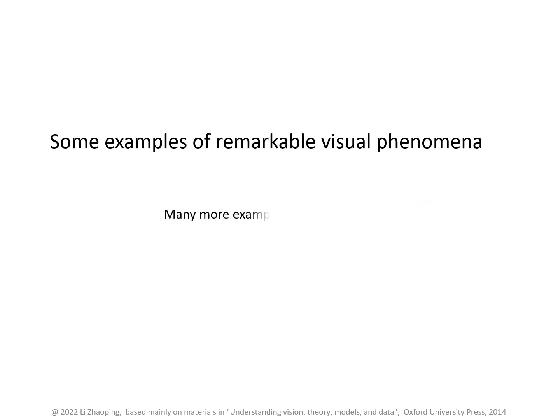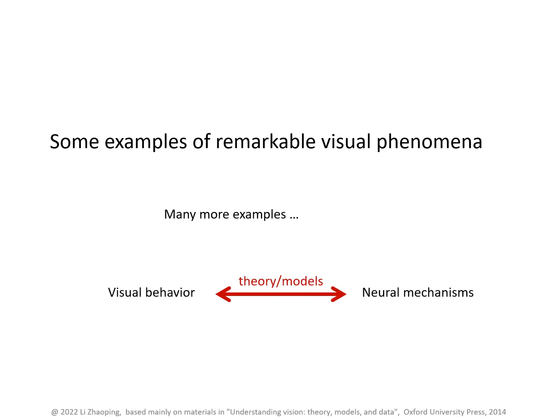There are many other examples available in textbooks and internet, etc. Understanding vision is to link the visual behavior with the underlying brain mechanisms.